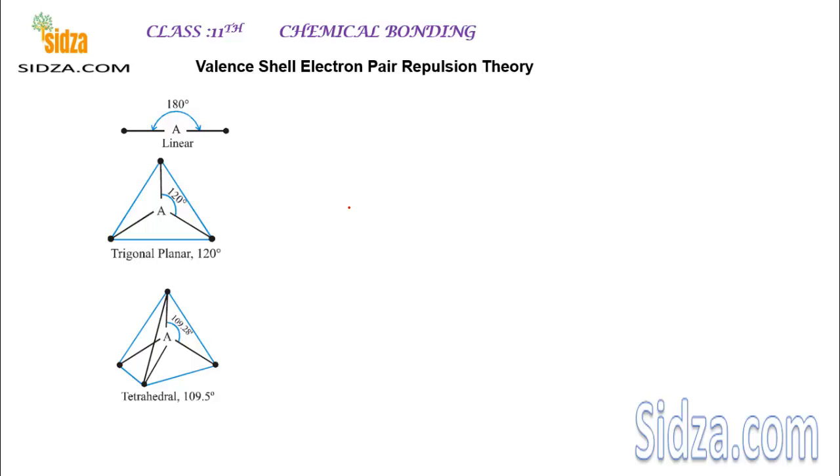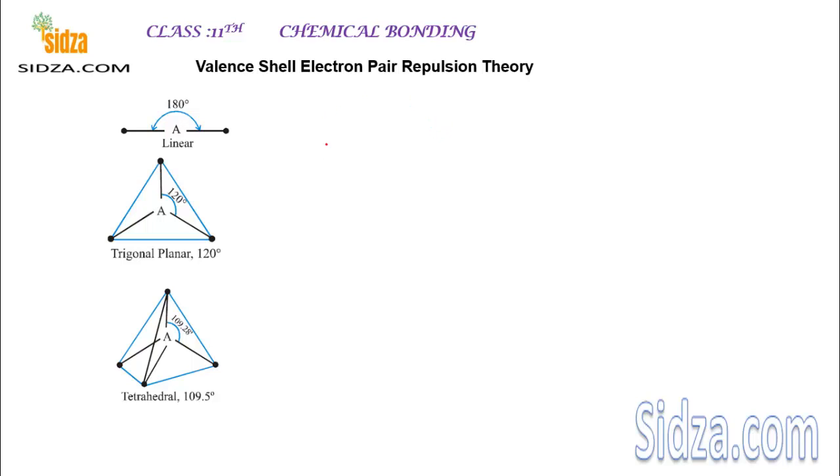In the second part of this VSEPR theory concept, we look at what the shape of a molecule will be, and how the shape of a molecule will change from the regular patterns, the things that we learned in our last video, by the introduction of the lone pair.